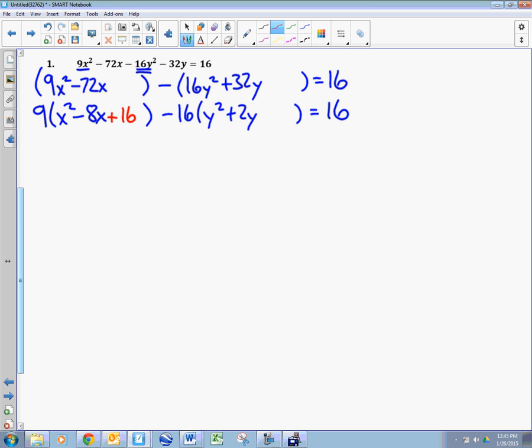I did not just add 16 to the left side. What did I truly add? Nine times 16, which is 144. So I will also add that to the other side.